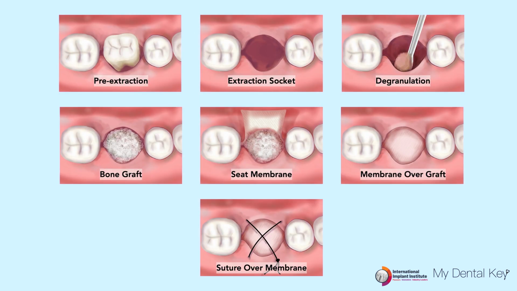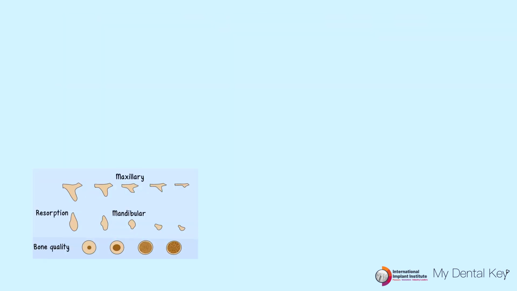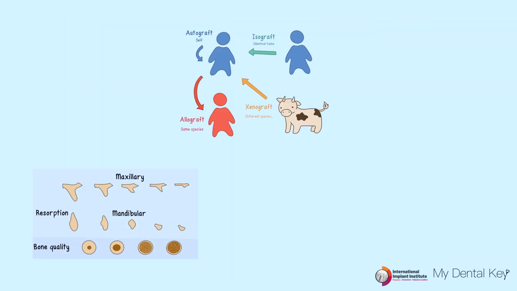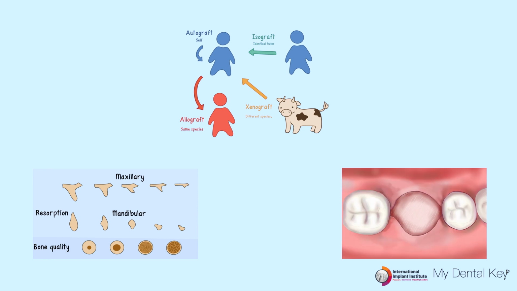In this video, we covered the fundamentals of socket grafting, including its significance, the principles of bone remodeling, and the various types of bone graft materials and barrier membranes. Having a clear understanding of these concepts and components will help you successfully select the appropriate materials and techniques for a successful socket grafting procedure.